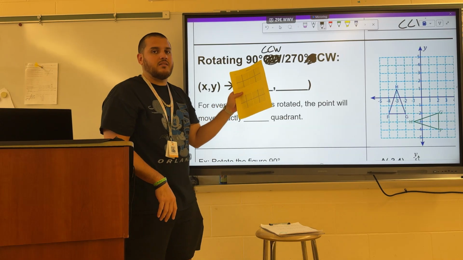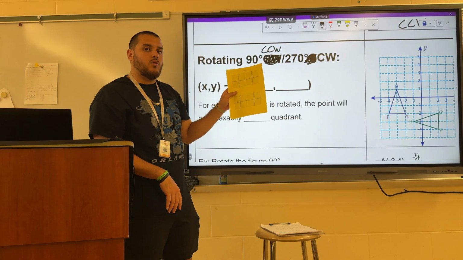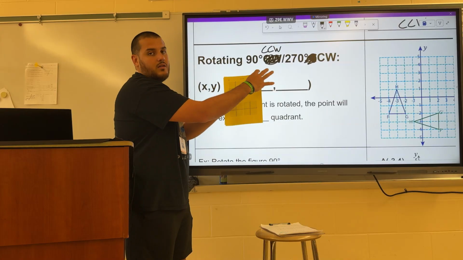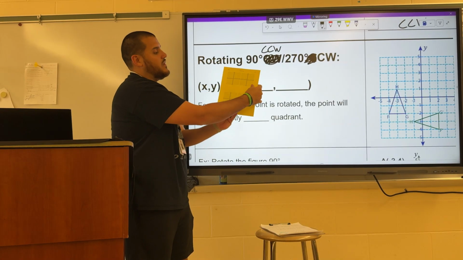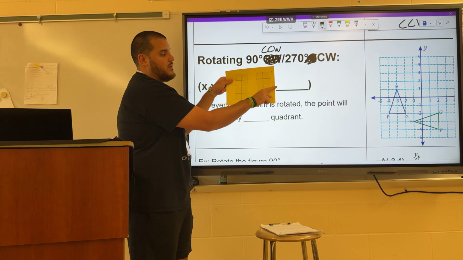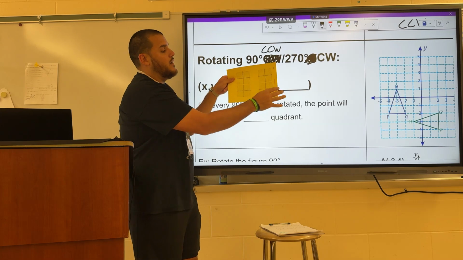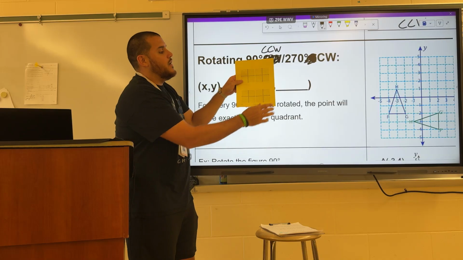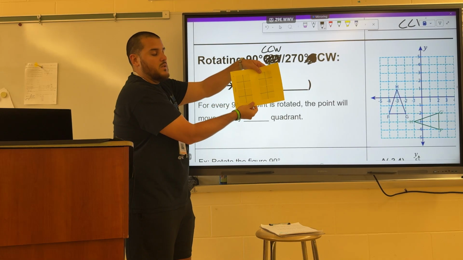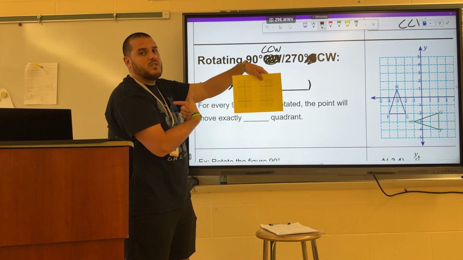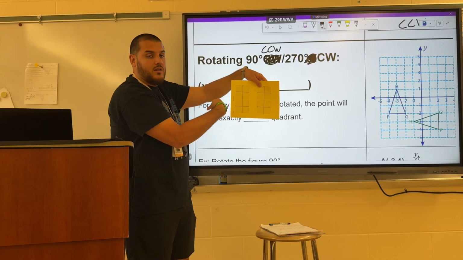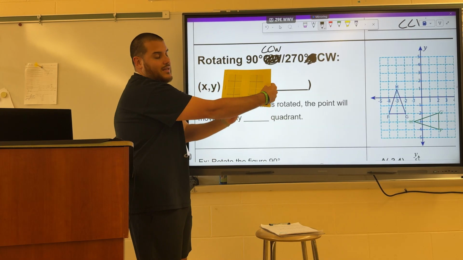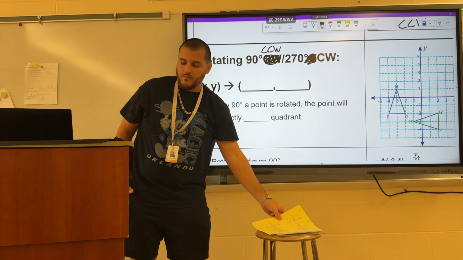270 clockwise is the same thing. So again, 90 degrees is a quarter turn. Clockwise is turning to the right. So we'll do this for a total of 270. So 90 is a quarter turn to the right. My top is facing the right. Another 90 gives me 180, where the top is facing down. Another 90 gives me 270 degrees, and again, the top is facing me. So going 270 clockwise is the same thing as 90 counterclockwise.